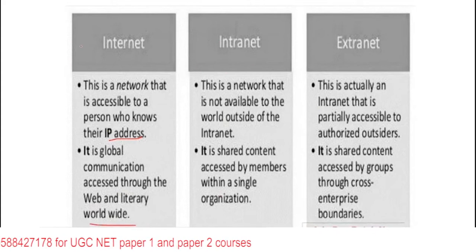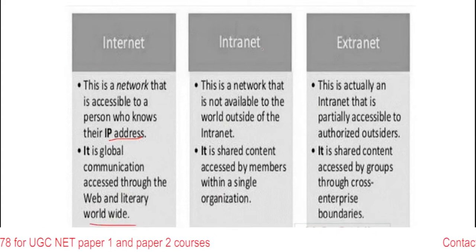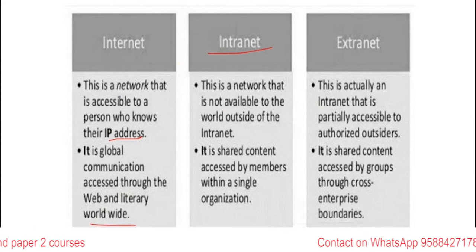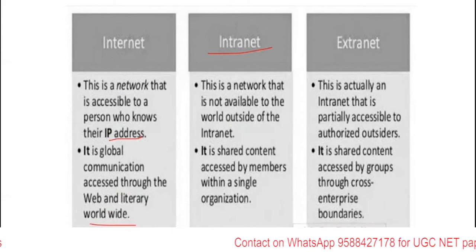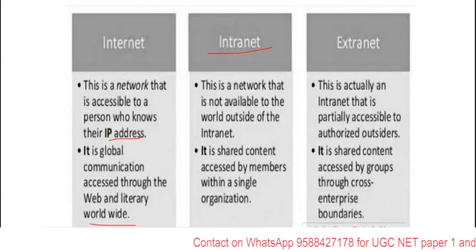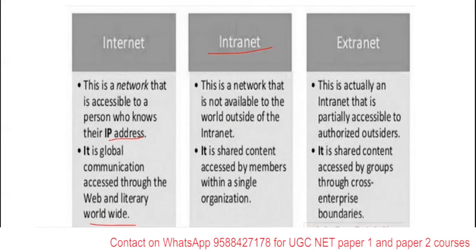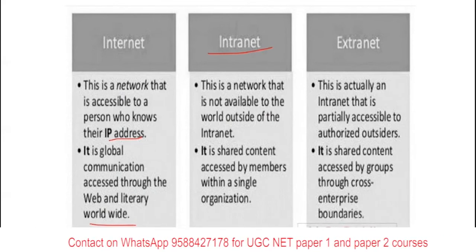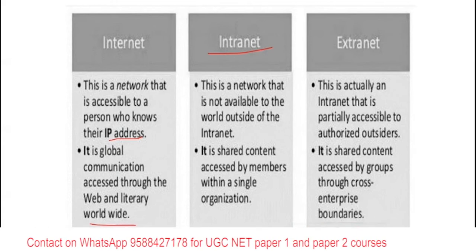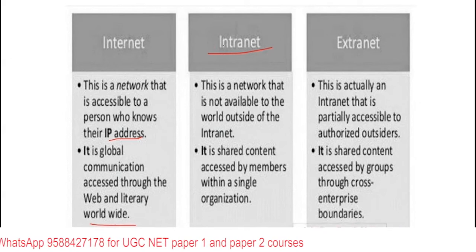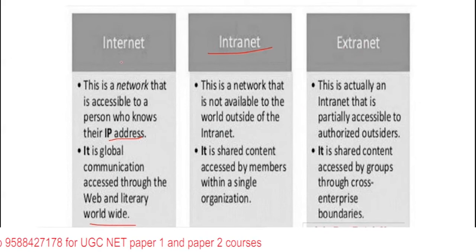Intranet is a network which is not available to the outside world. It is only within, like for example a Wi-Fi that has been protected with a password. Extranet is actually an intranet that is partially accessible to authorized outsiders. It is shared content accessed by groups who cross the enterprise boundaries. So first comes intra, then extra, and then the internet.